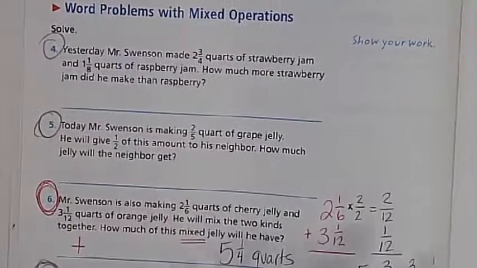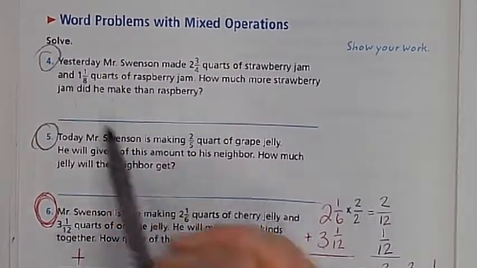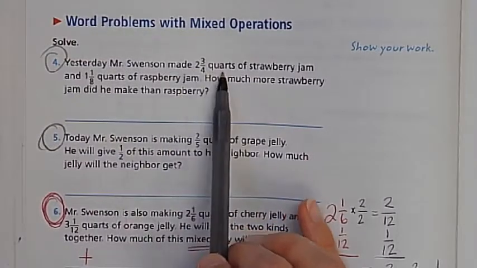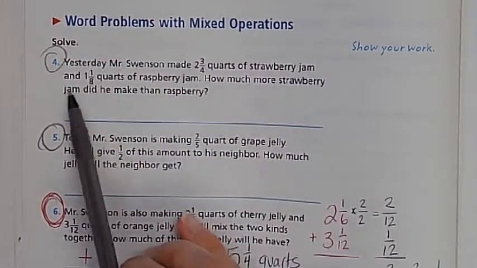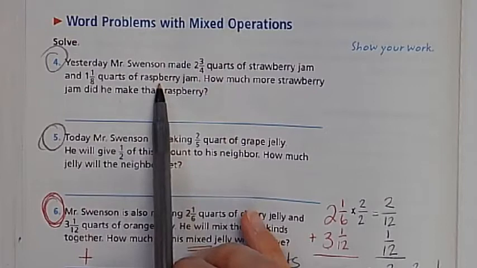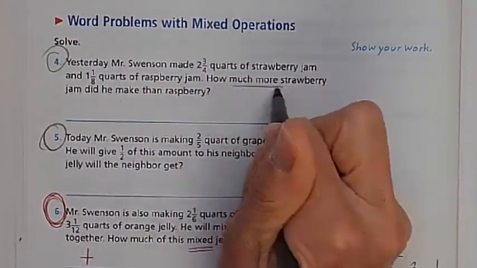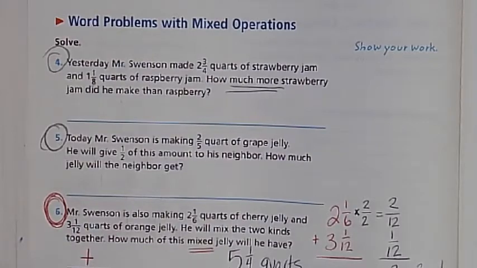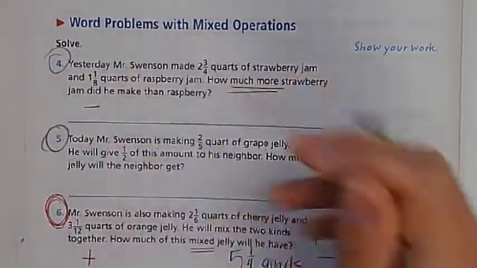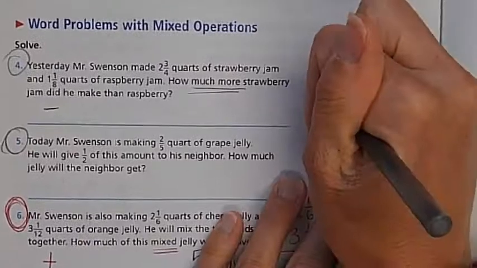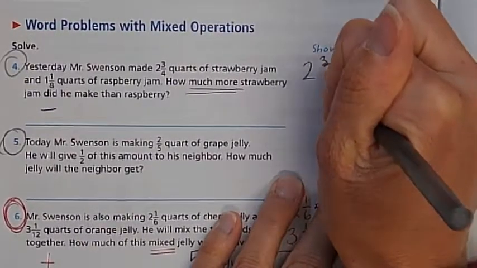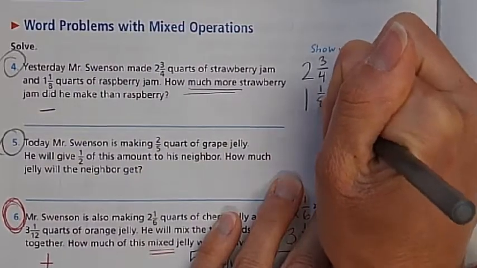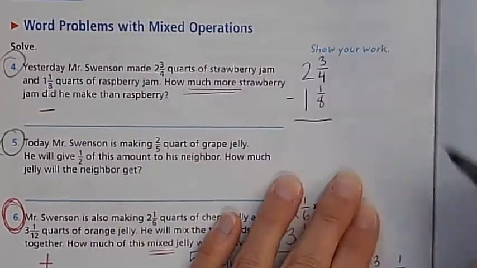Let's just take a look at number 4. I'll read it through with you just to give you a little head start. Yesterday, Mr. Swenson made 2 3/4 quarts of strawberry jam and 1 1/8 quarts of raspberry. How much more strawberry jam did he make than raspberry? This is a subtraction problem. We have to find the difference, how much more. So you should set your problem up 2 3/4. That is a bigger number. 1 1/8 is the smaller, and then you are going to subtract.